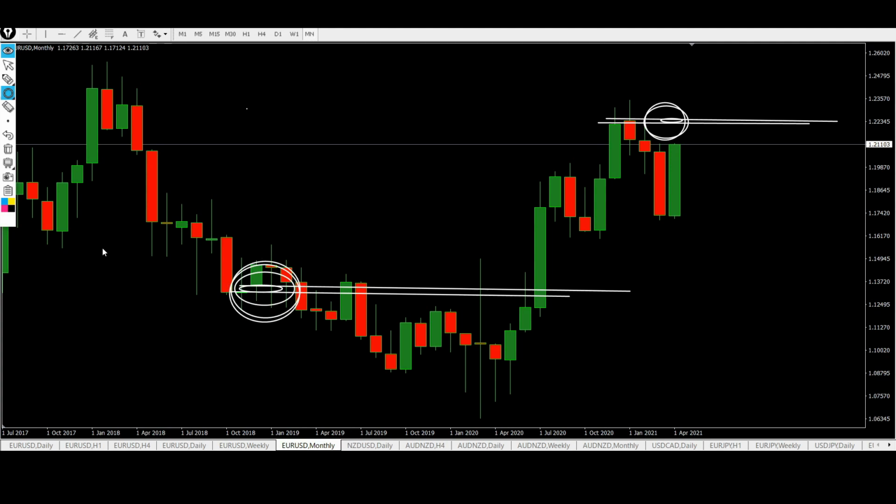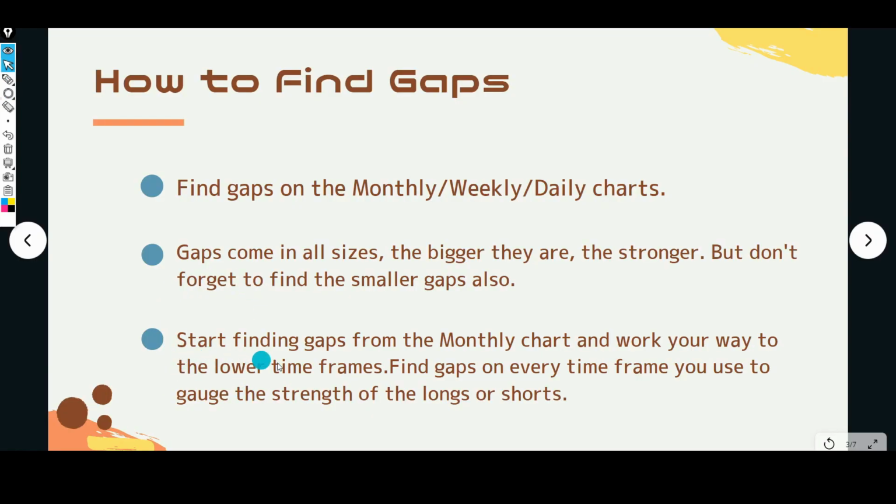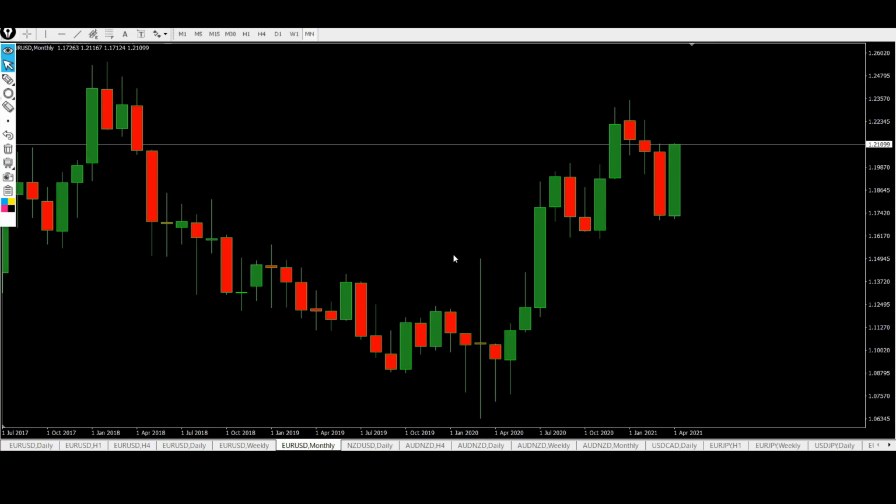Okay, let's go on to number 3. Start finding gaps from the monthly chart and work your way to the lower time frames. Find gaps on every time frame you use to gauge the strength of the longs or shorts. Alright, so we want to start finding gaps from the monthly chart and start working our way down to the weekly, then daily charts, and so on.